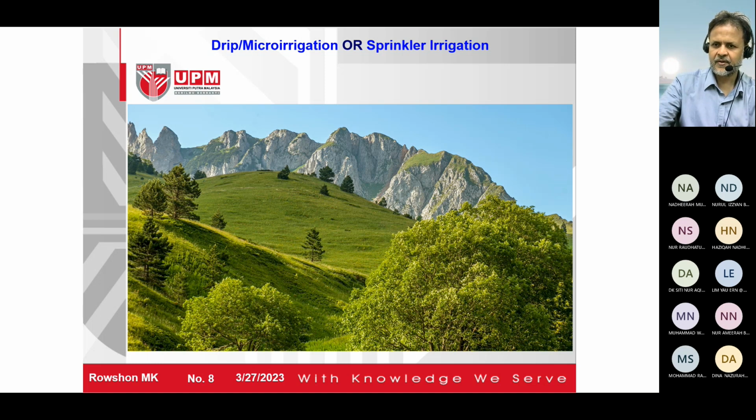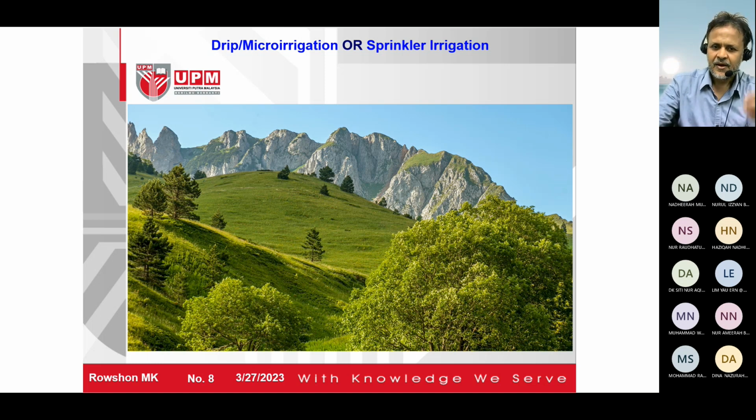So let's say your land is sloping, and you apply high pressure and high flow rate, and here is low pressure, low flow rate. Meaning that if you apply more water here, what will happen? Then water will move down like this. So that is a sprinkler. If you use sprinkler irrigation, this thing will happen.